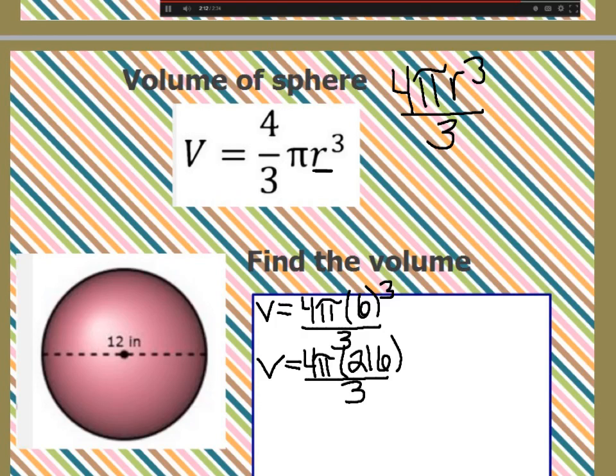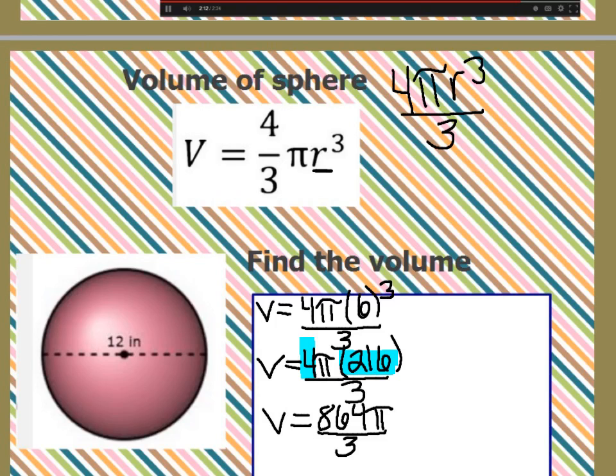So the next thing that I'm going to do, I'm going to focus on that 4 and that 216. I need to multiply those. So in this case, 4 times 216, that is going to give me 864. So I have 864, don't forget the pi, all over 3.